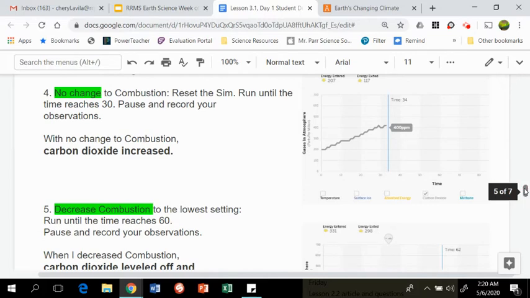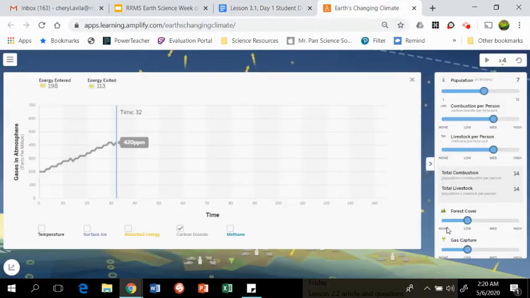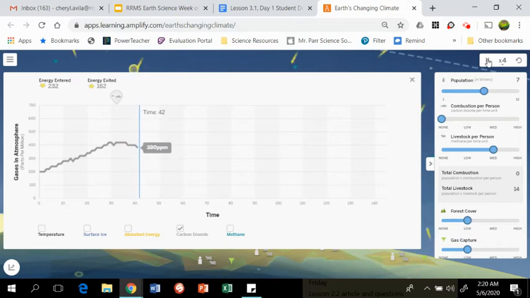So now I'm going to decrease combustion to the lowest setting. Let's say that we decided as an entire world, no more combustion engines, no more cars, no more buses, no more power plants that are using combustion engines to create electricity. We get rid of all of that. So we're going to put it to its lowest setting and let it play for 30 seconds and see what happens.